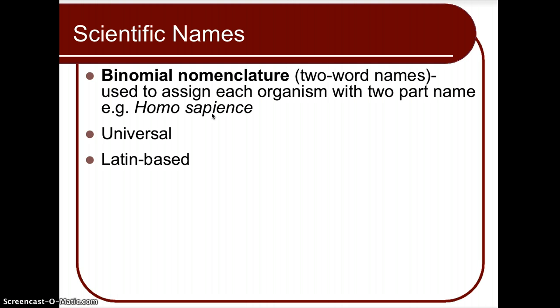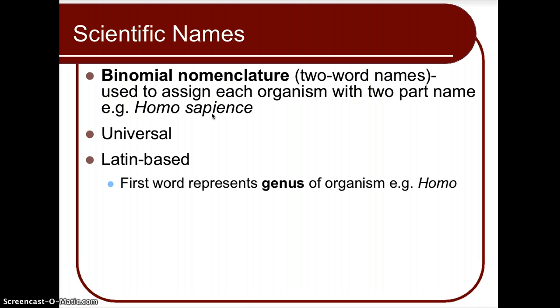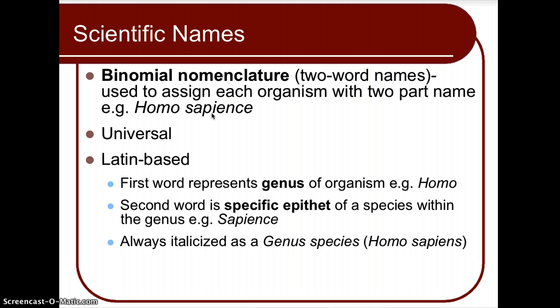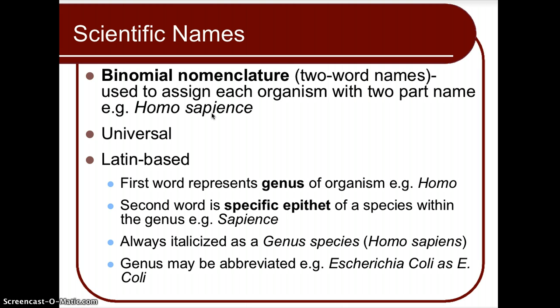The scientific name is Latin based. The first word represents the genus. The second word is the specific epithet, a species within a genus. Always italicized as the genus species Homo sapiens, and the genus may be abbreviated. So if you're writing a scientific document or a lab report, at first you might want to say Escherichia coli, but eventually you could abbreviate the genus name in the paper where you have capital E period and then coli to follow. And of course, coli would be lowercase c there.